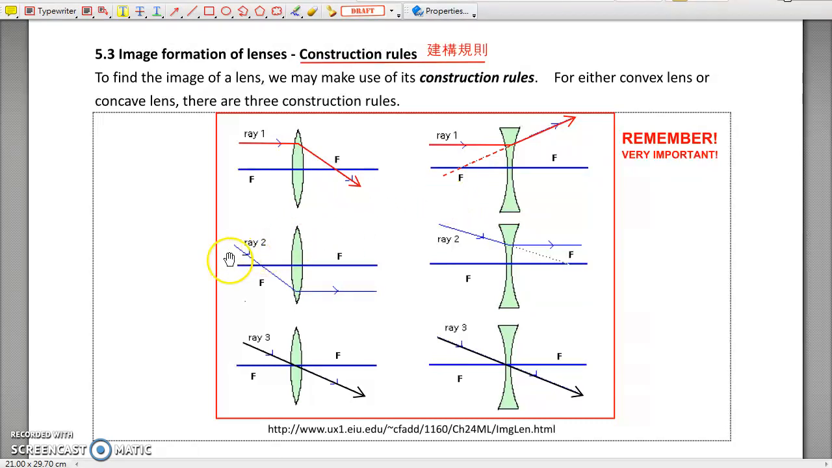The last one is ray 2. A light ray that goes through the focus and strikes the lens will be refracted parallel to the principal axis for the convex lens. Similarly, for the concave lens, when a light ray aims at the focus on the other side of the lens, then it will be refracted parallel to the principal axis direction. So spend some time to memorize all these 6 light rays.